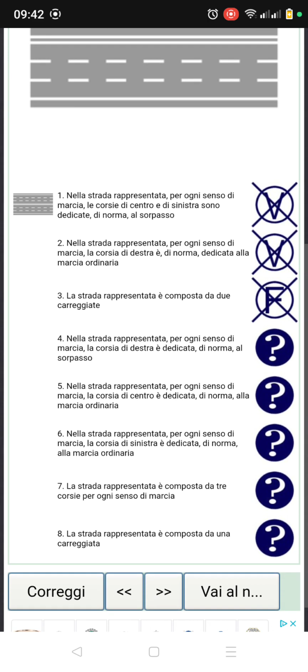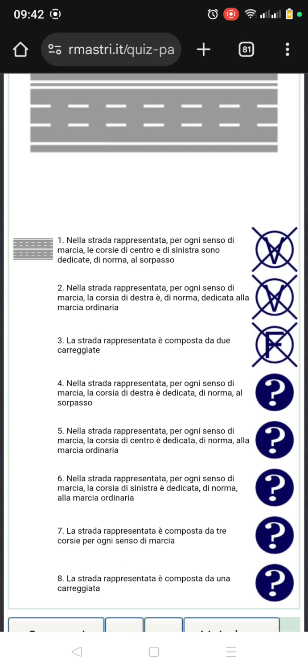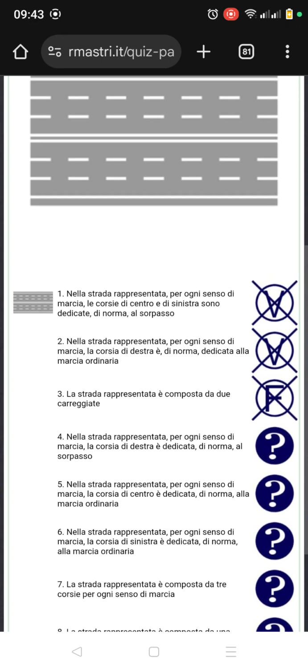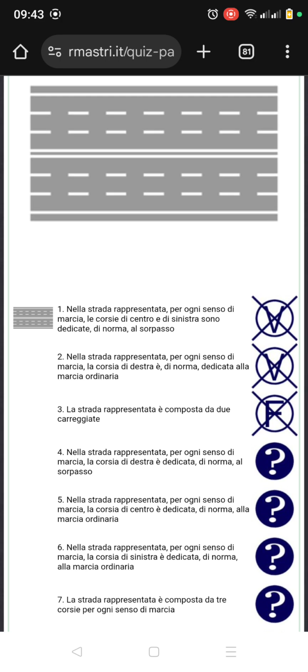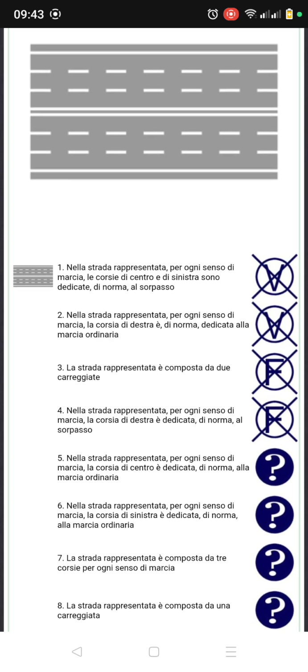It's false. Number 4. Nella strada rappresentato per ogni senso di marcia. So on this very road that we are seeing here, per ogni senso di marcia, for every directional travel, la corsia di destra, the right lane, è dedicata di norma al sorpasso. So the right lane is dedicated normally for overtaking, for sorpasso. No, it's false. The right lane is dedicated for the corsia marcia ordinaria, not for sorpasso.